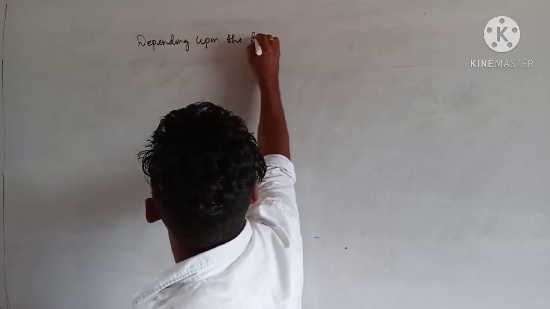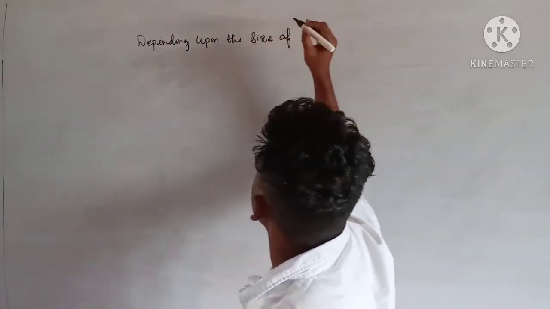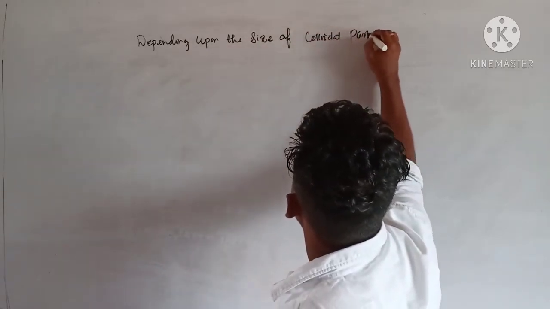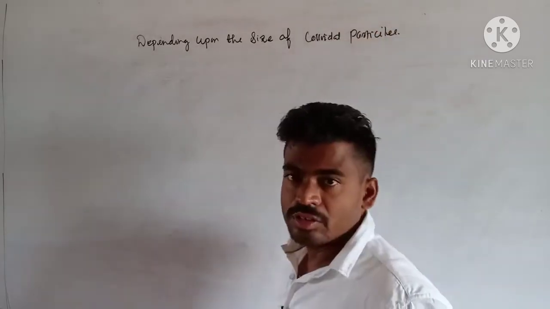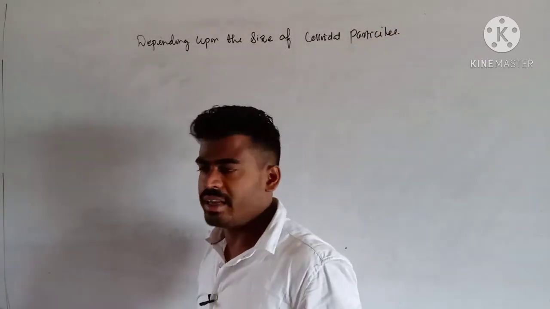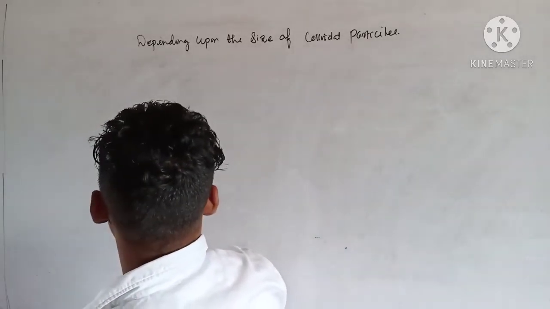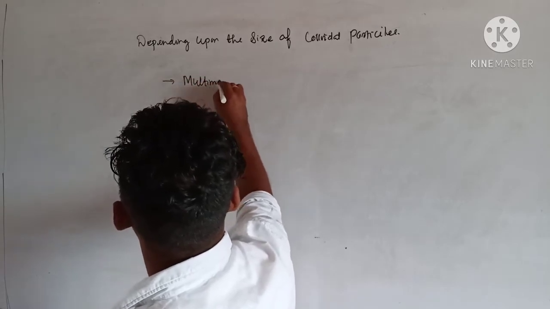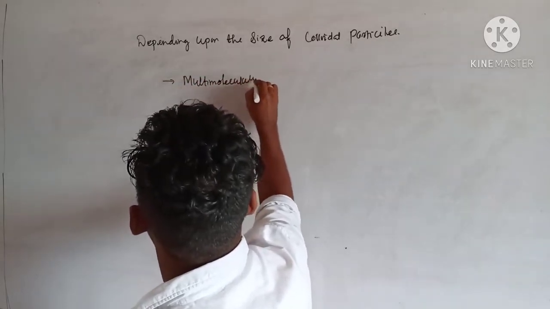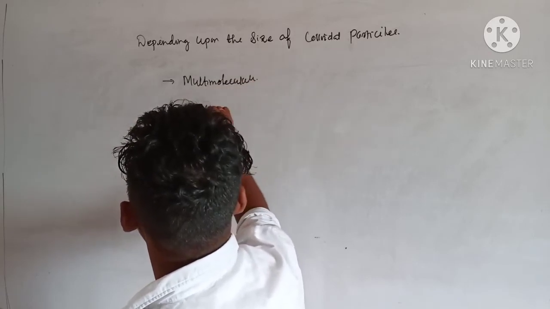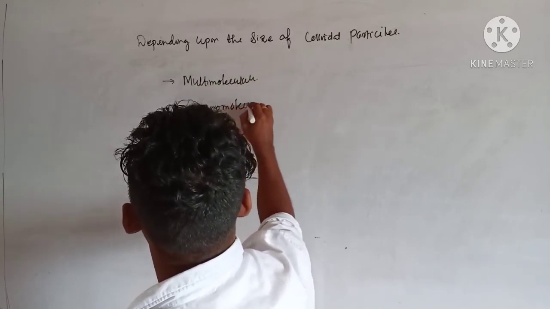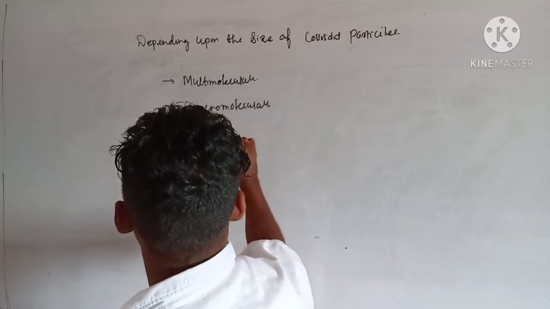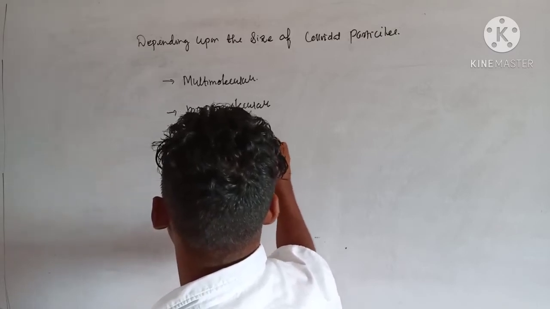Is that clear? So next we will go to the further classification, which is depending upon the size of colloidal particles. If you consider the colloidal particle size, then sols are classified into first one, multimolecular, the next one macromolecular, and the third one associated. This one is very important, associated colloid.